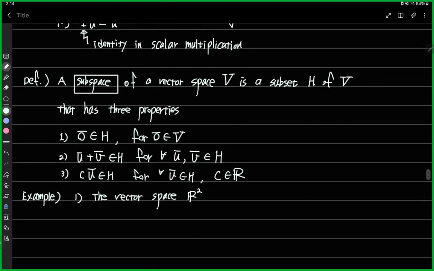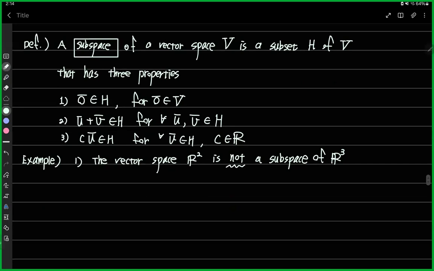So R2 is a vector space, but it is not a subspace of R3. How come? Can anyone tell why the vector space R2 is not a subspace of R3? Why?